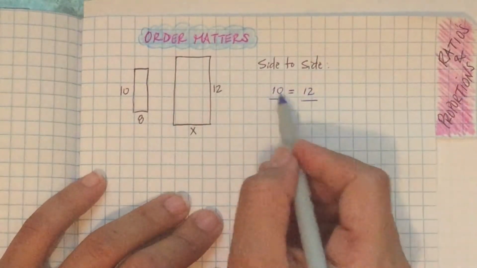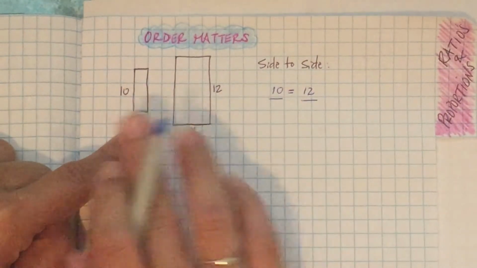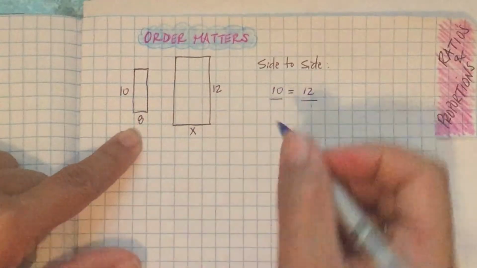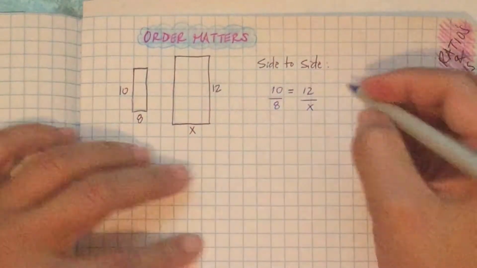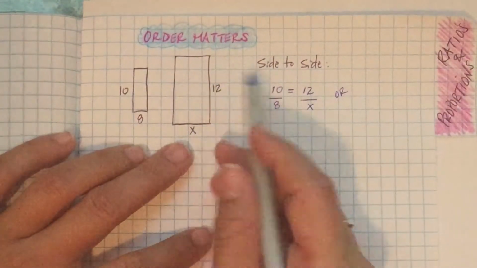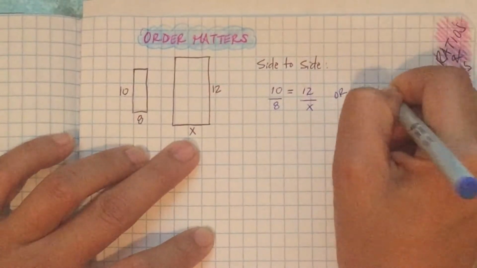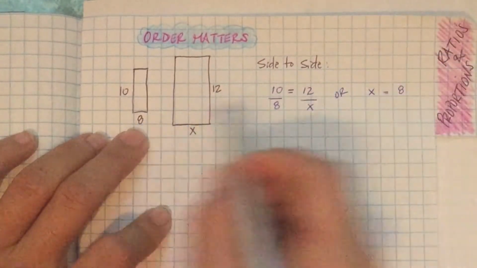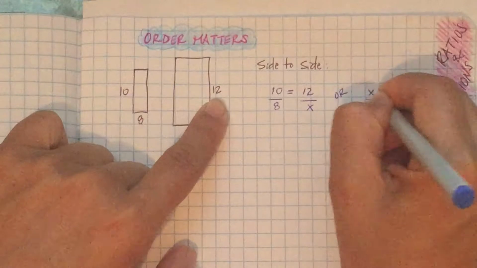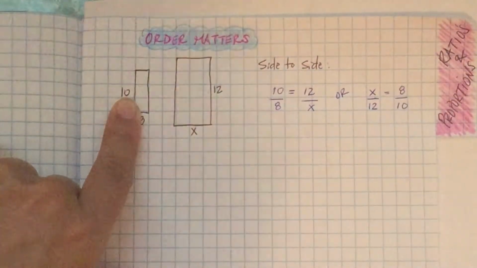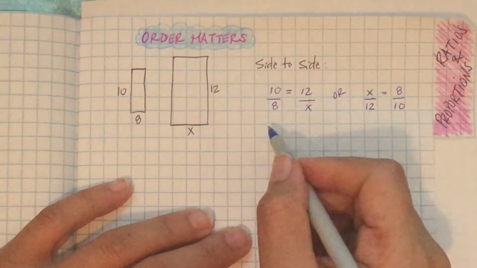Over, now if I started on the first rectangle, I have to start on the first rectangle again. So 8 goes with what? 8 goes with X, because those two sides match. Or you can start on the other side and do it the other way. So you say X goes with 8, and because I started on the second rectangle, the second time I have to start on the second rectangle. So 12 goes with 10. So side to side matching it up.